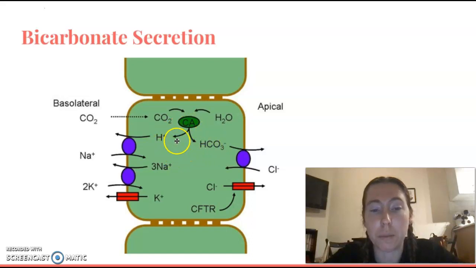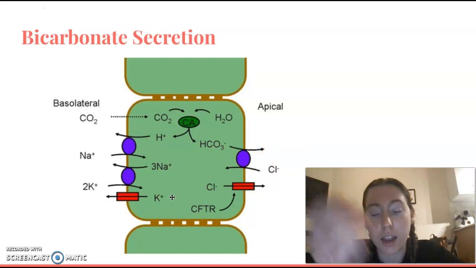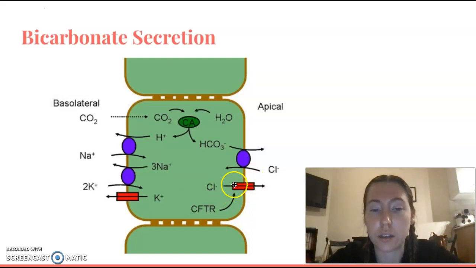The formed bicarbonate is then put into the lumen of the digestive system, or into the lumen of the gland here. And as you can see, it is an exchange protein which brings chloride back into the cell. So the bicarbonate leaves, the chloride comes in. The chloride ion, though, does not stay inside the cell. As you can see, there's this channel that brings it back out into the lumen.